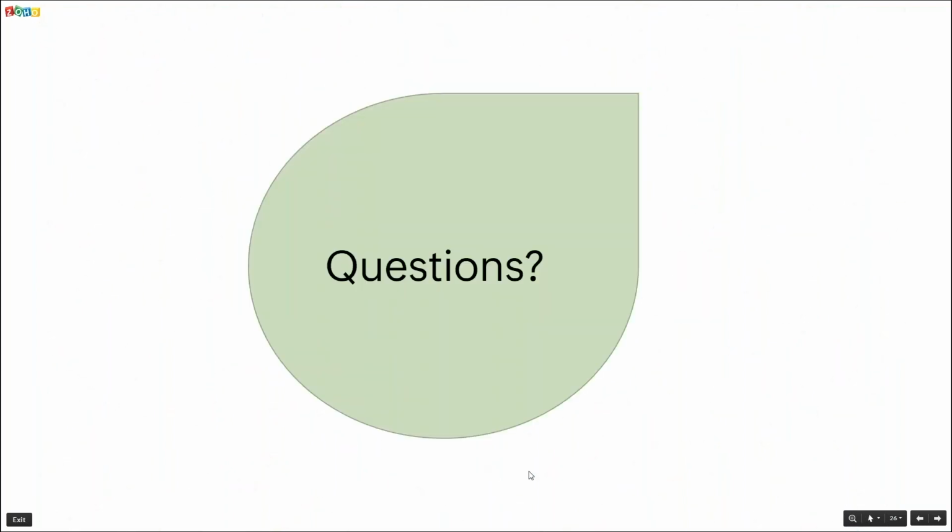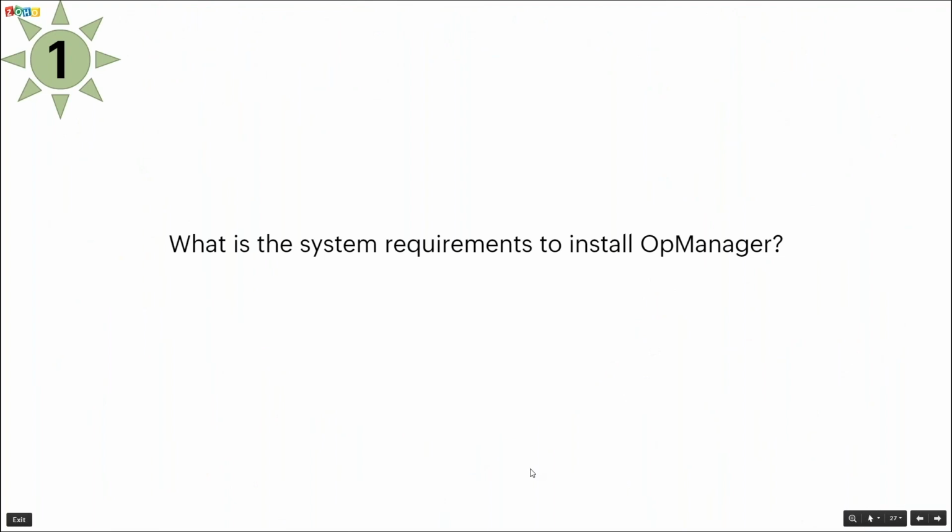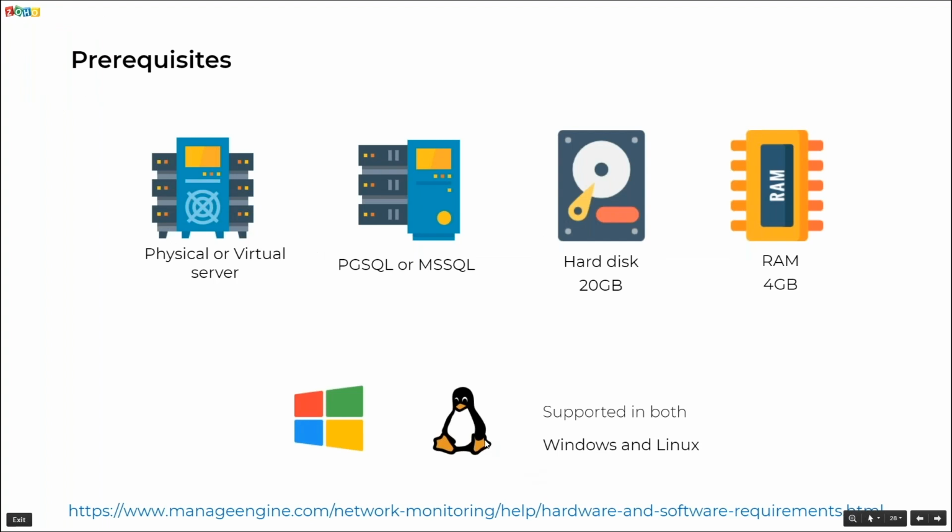Now we are entering the question and answer session. The first question: what is the system requirement to install OpManager? As you can see, OpManager can be installed on a virtual or a physical server. We support MS SQL and PG SQL for the databases. For a minimum of 250 devices, we need 20 GB of hard disk and 4 GB of RAM. Right now, OpManager can be installed on a Linux or a Windows-based environment.